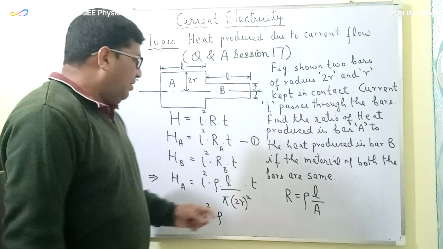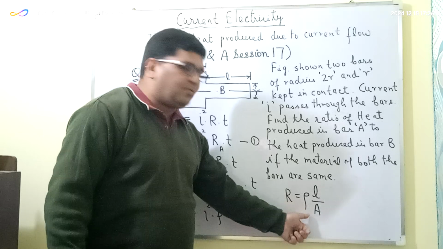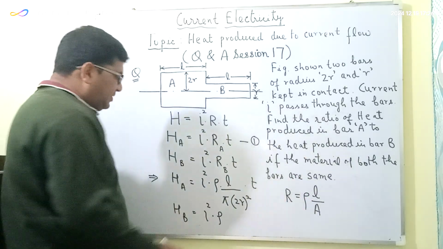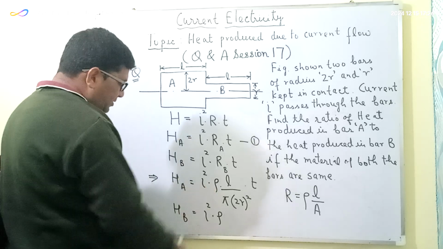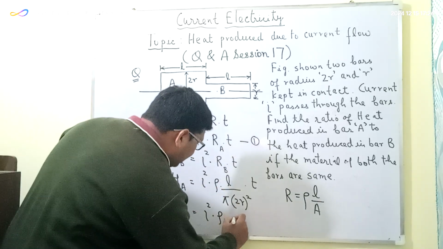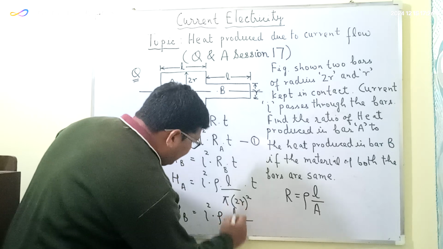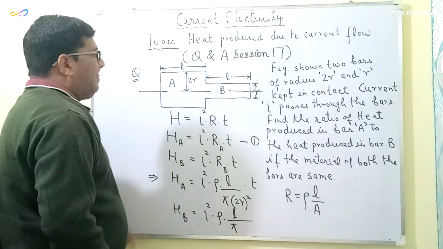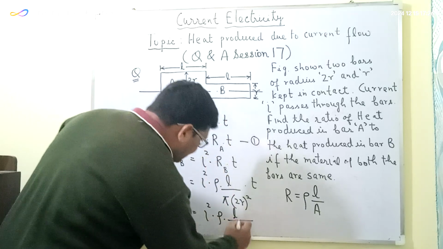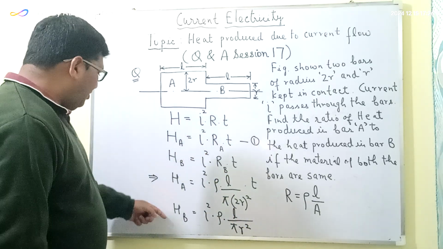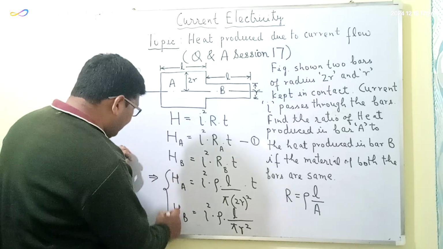Similarly, the heat produced in the bar B will be equal to I square into, since the material of construction of both the bars is the same, the resistivity of both the bars will be the same. If the resistivity for bar A is rho, then the resistivity of bar B will also be rho, times L divided by the area. Now the radius of bar B is r, so the area will be pi r square. So finally I have got these two equations.